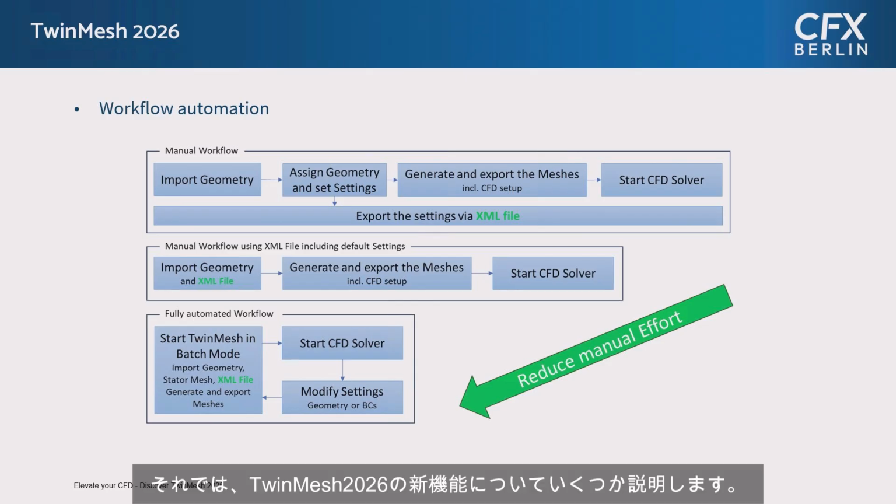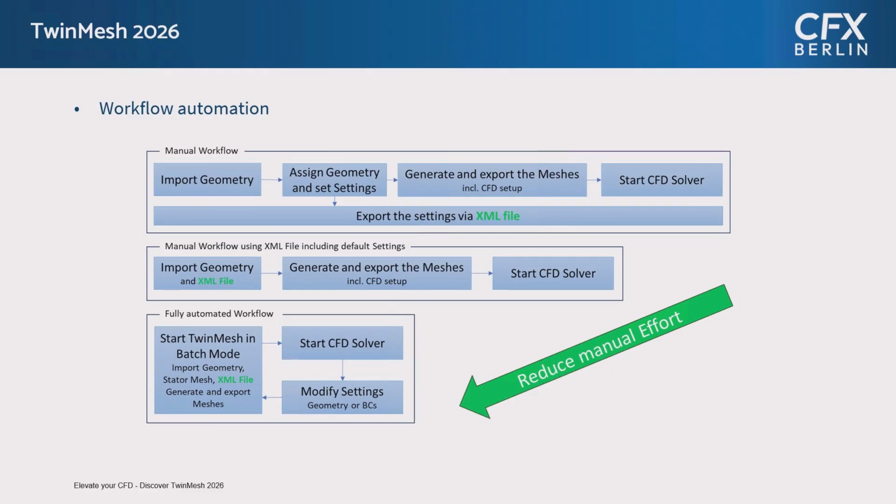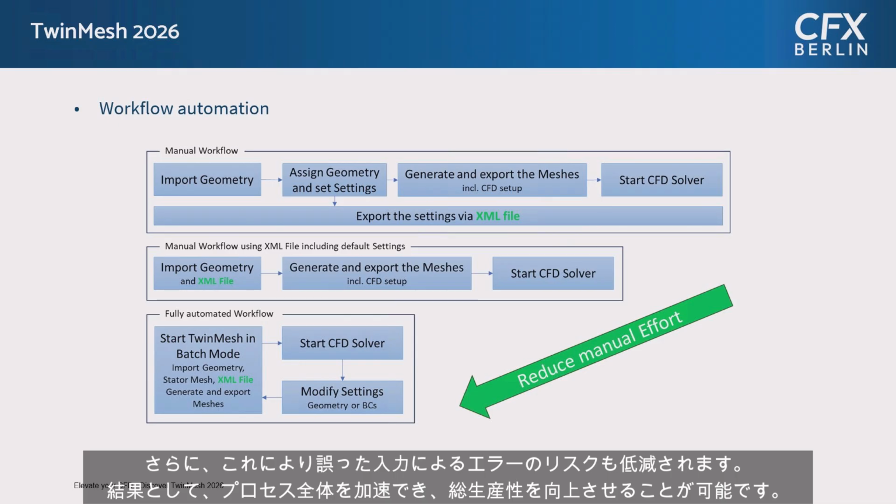Let me now explain some of the new features in TwinMesh 2026. The main focus has been on automating the workflow with the goal of integrating TwinMesh into the work process and thus reducing manual effort. Furthermore, this also reduces the risk of errors caused by incorrect import. As a result, the entire process can be accelerated, increasing the overall output.